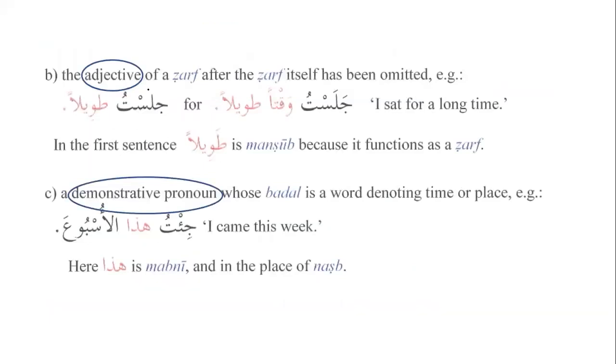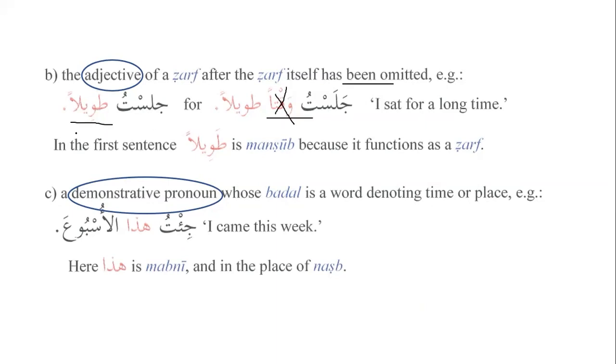B, the adjective of a dharf after the dharf itself has been omitted. So for example, what happened here? You wanted to say jalastu waqtan tawilan, I sat for a long time. But when you simply say jalastu tawilan, now what happened? Waqtan has been dropped. So now tawilan has taken over the place of the dharf.